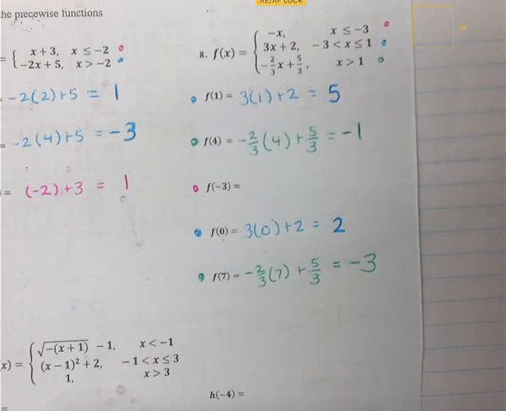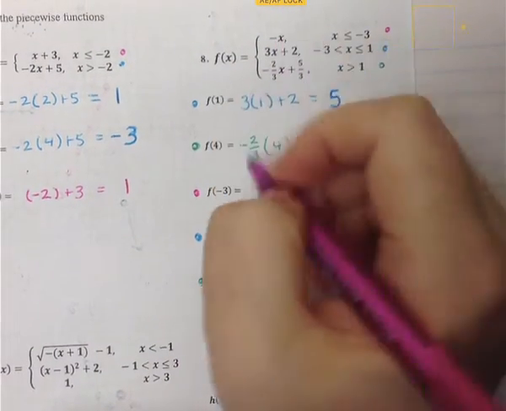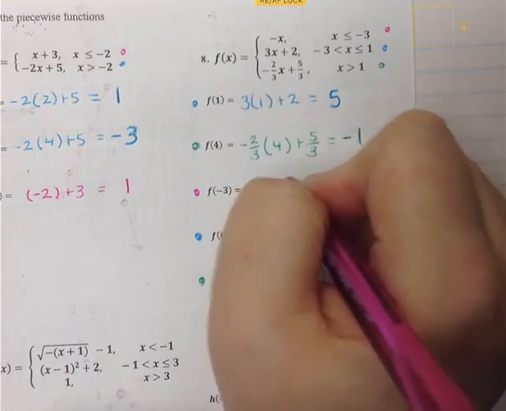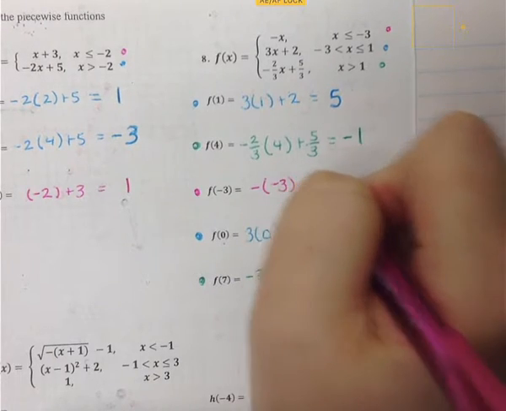The last one is the pink one. So I have negative x, so negative parentheses, x is our negative 3. Negative times negative 3 is a positive 3.